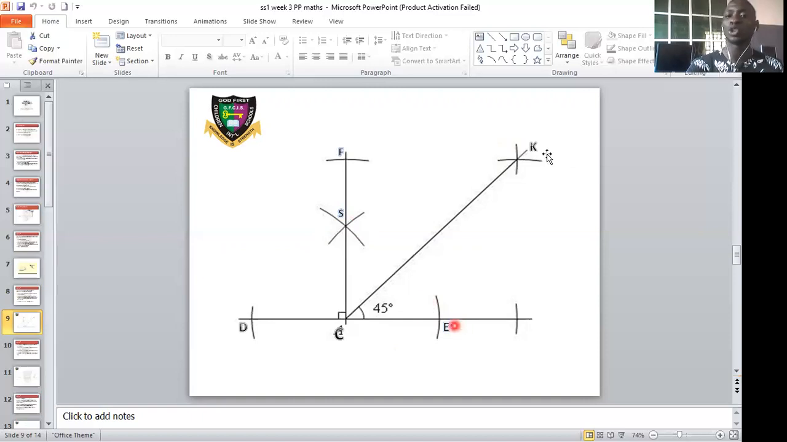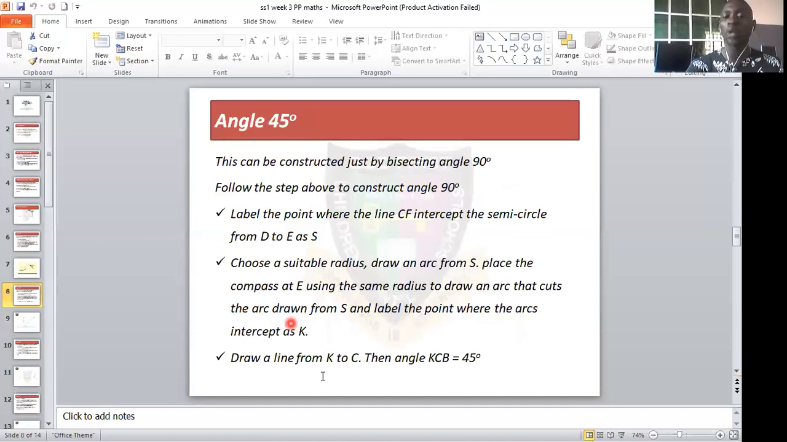Place it here to draw an arc to cross the arc drawn from S. Label it K. Then, according to the procedure, draw a line from K to C. This is a straight line.